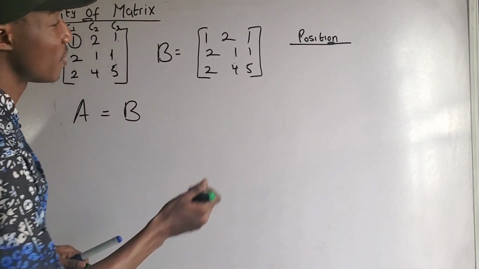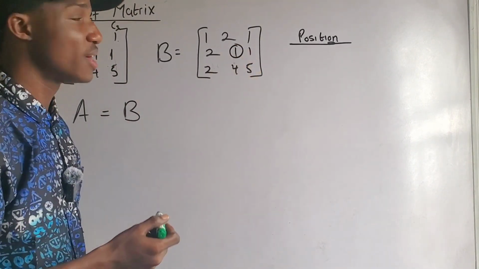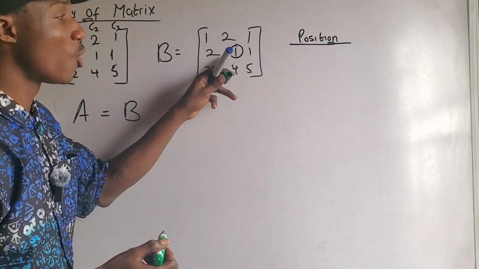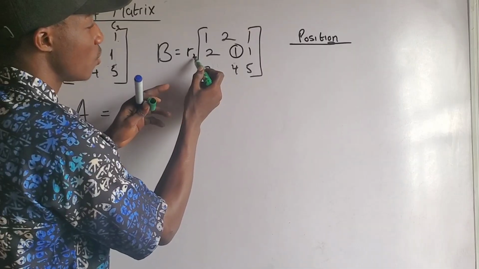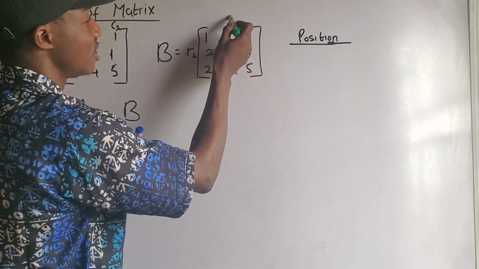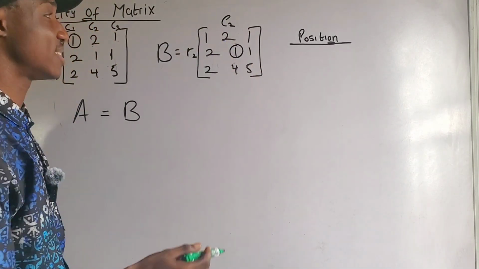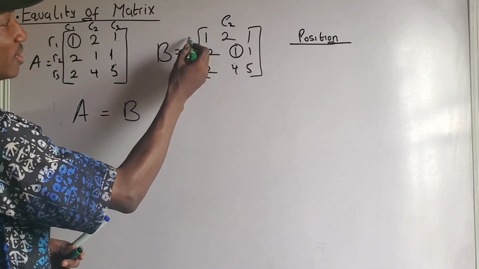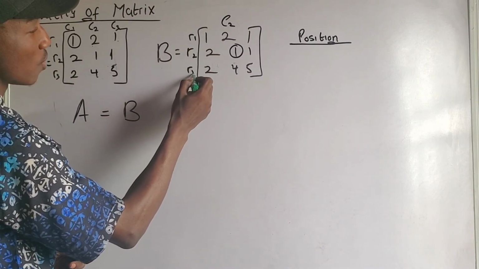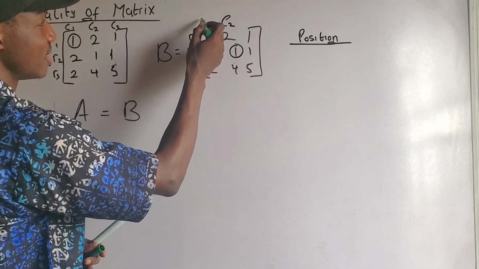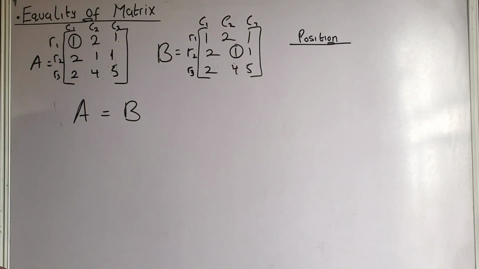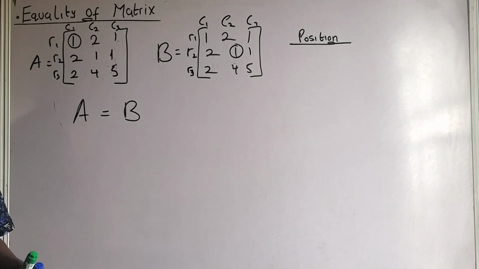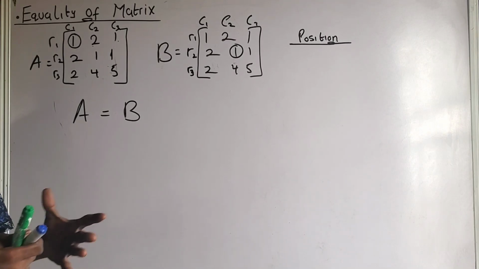So what is the position of this one? The position of this one is row 2, column 2. Because this is row 2, and this is column 2. You understand? The first row, this is the first row. This is the third row. And this is the first column. This is the third column. So, when we say two matrices are equal, the elements present in both matrices must correspond to each other.